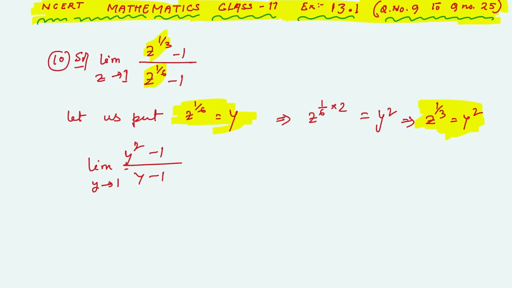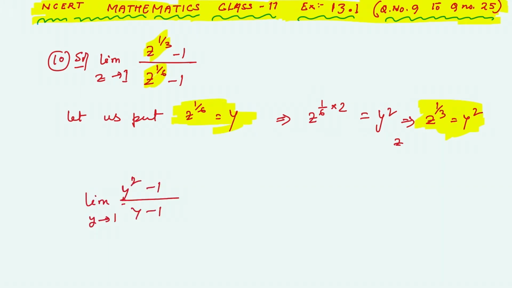As you can see, when z tends to 1, y tends to 1. If you put z equal to 1, then y will also be 1. So you can write like this: y tends to 1 as z tends to 1.